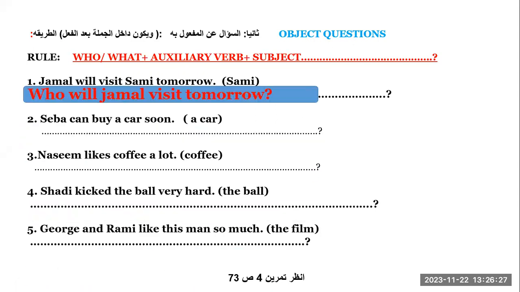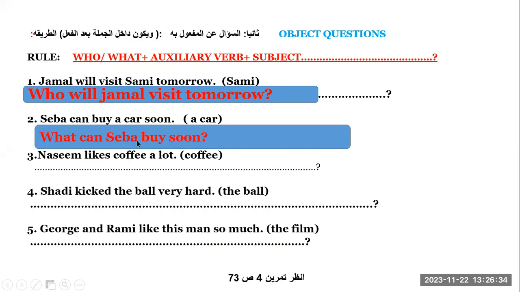Okay, number two, Sidra. Siba can buy a car soon. What can Siba buy soon? Next, number three, Elisabat. Nasim, do that, please. What does Nasim like a lot? What does Nasim like a lot?